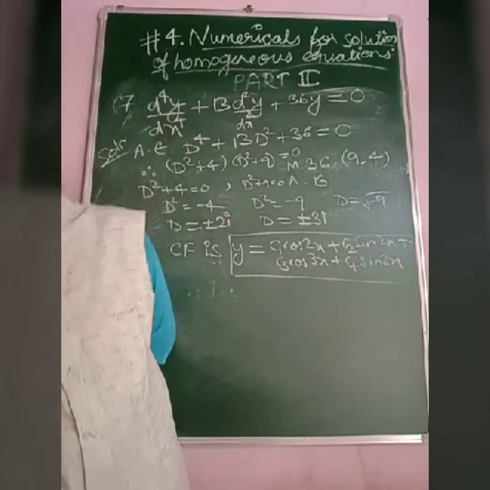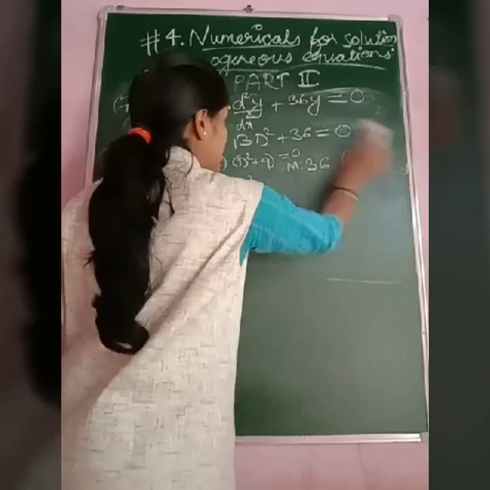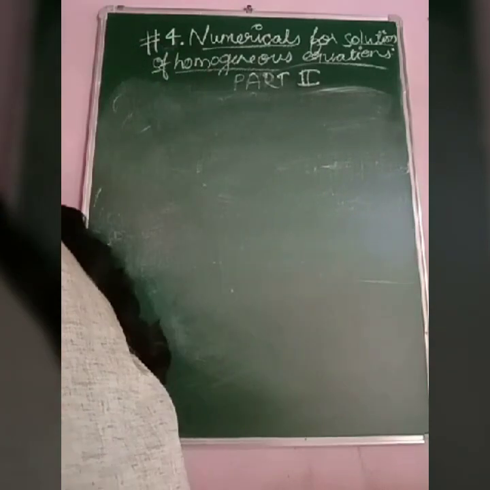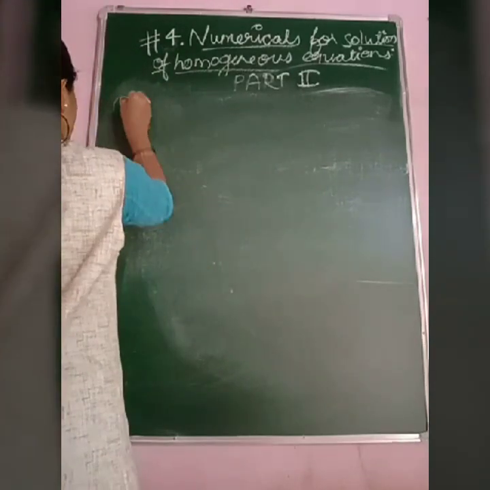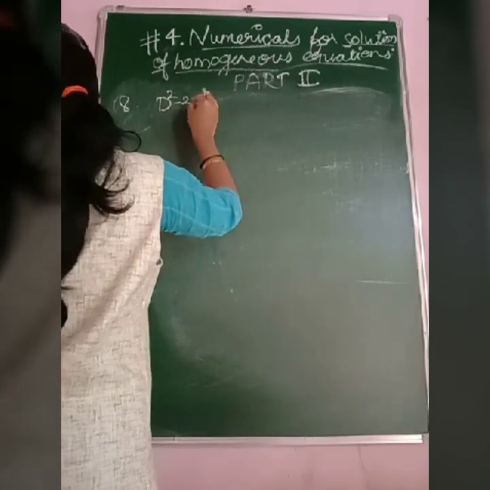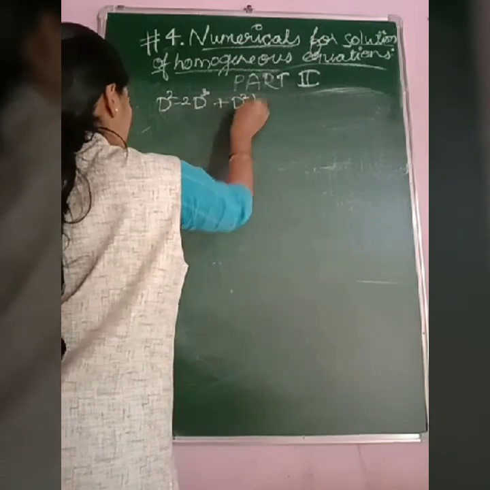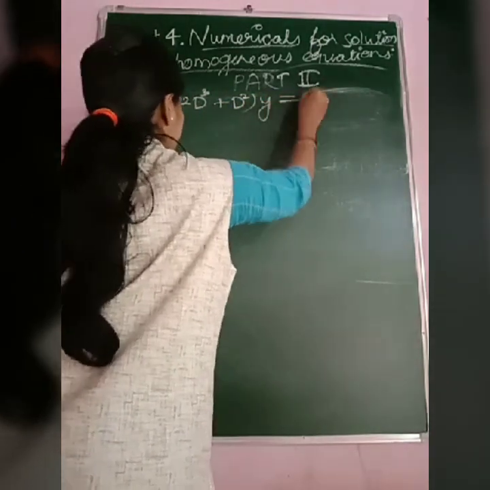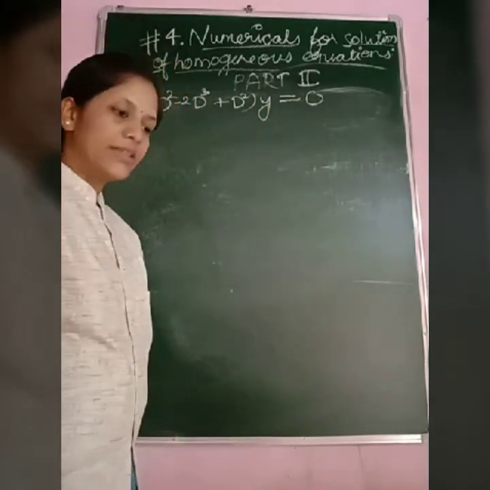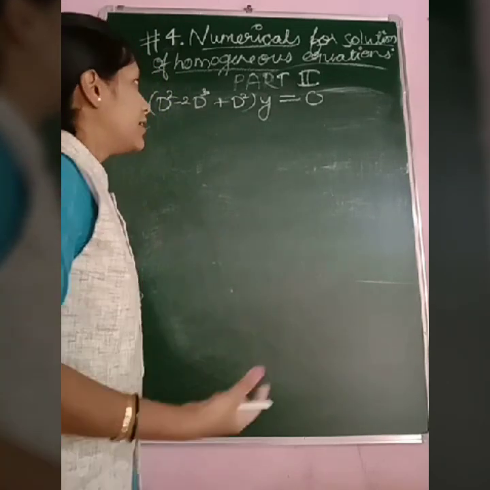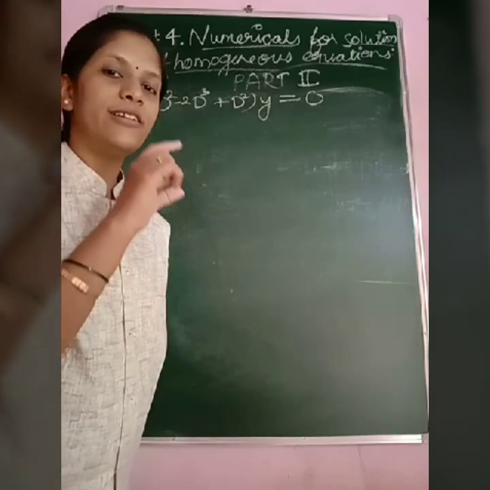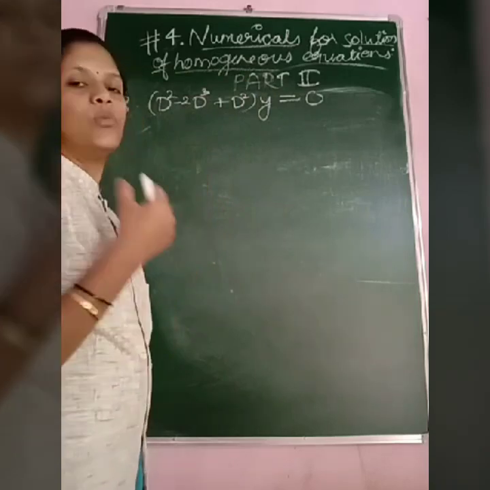Now let us solve some more examples. Take down the 8th question. Solve (D^4 - 2D^3 + D^2)y = 0. So this is our given question. Again, looking at this, easily what comes to our mind? It is nothing but a homogeneous linear differential equation because the RHS value is 0.